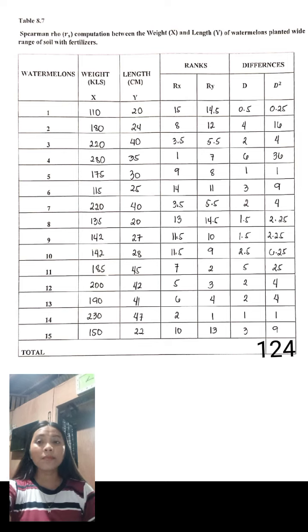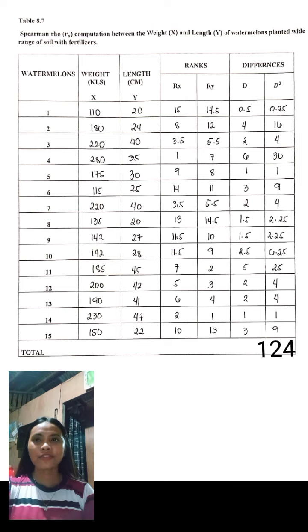And for watermelon 13, 6 is our RX and 4 as our RY, and their difference is 2. For our watermelon 14, we have 2 as our RX and 1 as our RY, and their difference is 1. And for our last watermelon 15, 10 is our RX and 13 is our RY, so their difference is 3.